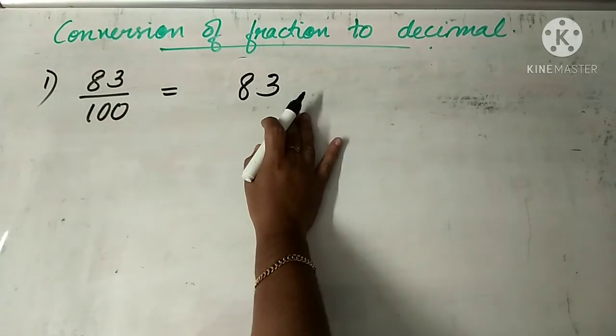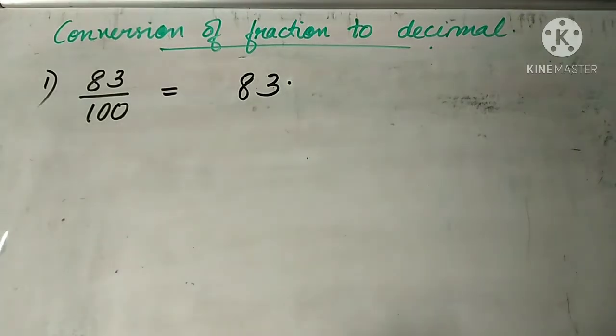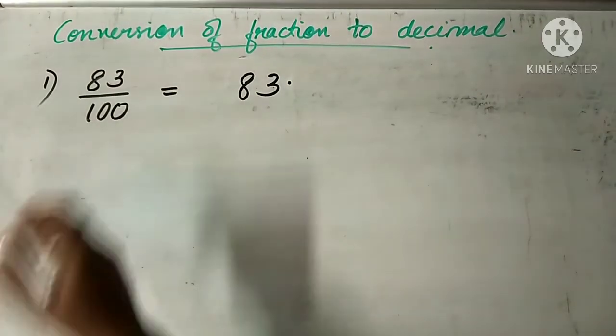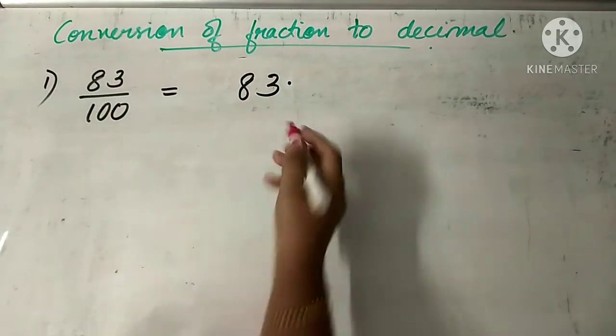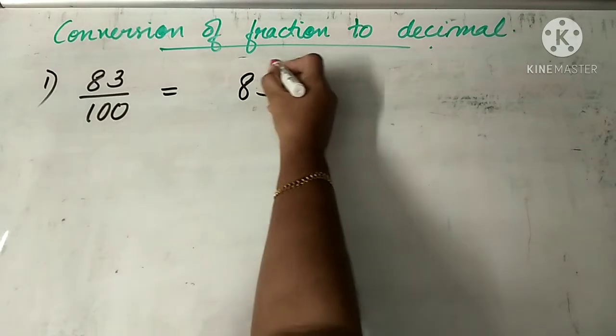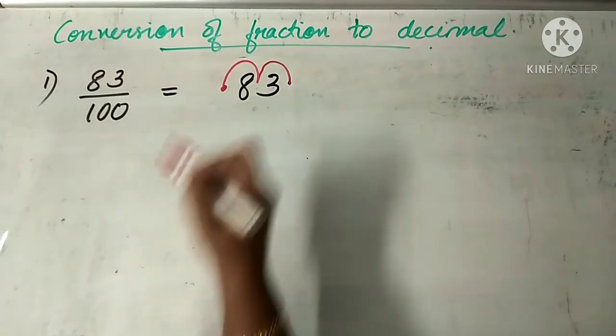Now this is a whole number. For the whole number, the point comes at the end. Now count the number of zeros in the denominator. 1, 2. So the point has to jump 2 times. So this point will jump 2 times. 1, 2. So the point will come and stand here.